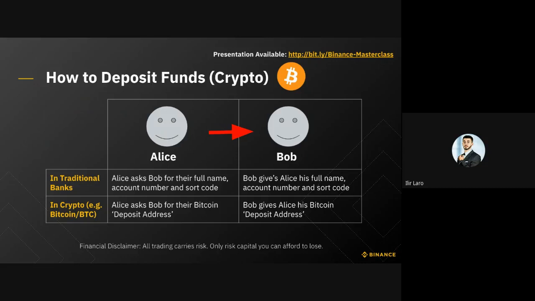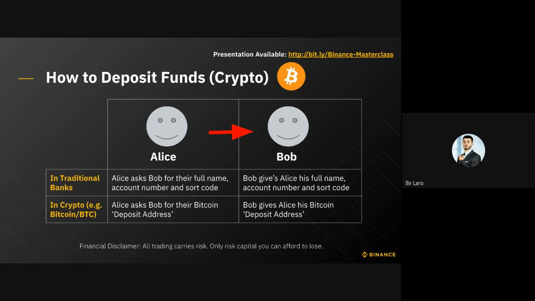So we have two people here, Alice and Bob. Essentially, Alice wants to send some money to Bob. Now, in the traditional sense, via your bank, Alice needs to ask Bob, "Hey, Bob, can you give me your full name, your account number, and sort code?" Bob then gives Alice his full name, account number, and sort code. And Alice would then have to manually go to the bank and send funds to Bob this way. So the information required is typically a full name, account number, and sort code.